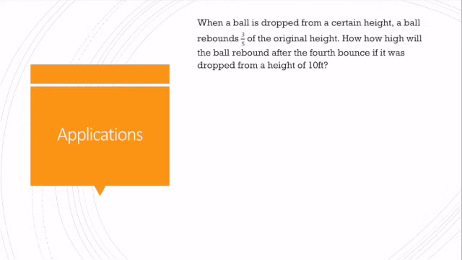So let's take a look at an example. If I have a ball and it's dropped from a certain height, it will rebound 3/5 of the original height. So how high will the ball rebound after the fourth bounce if it was dropped from a height of 10 feet? I know that my first drop is 10 feet, so I'm going to call it a sub 0. After my first bounce, I have a sub 1, 3/5 times our 10 feet. That gives me 6. So this is after our first bounce.